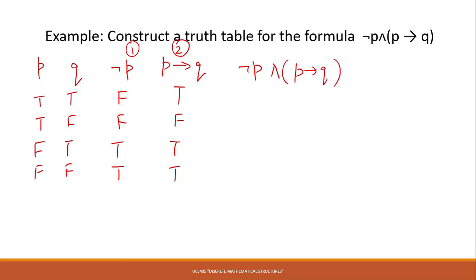So it will be false because negation P is false. Again, it will be false. It will be true, because here both are true. So this is the truth table for this expression.